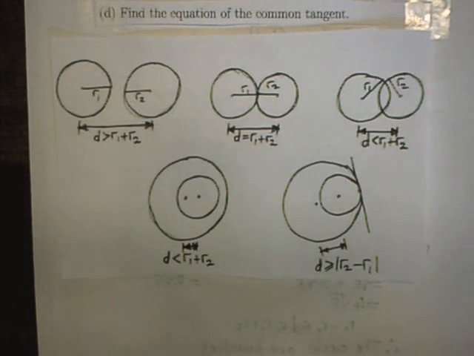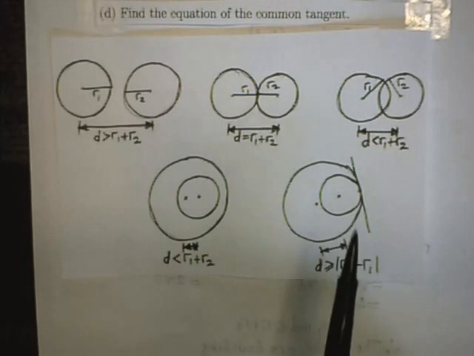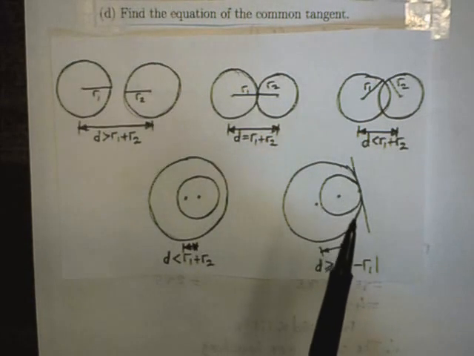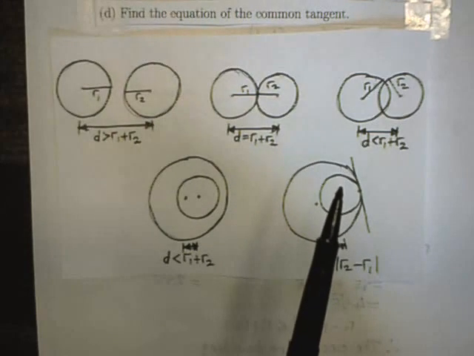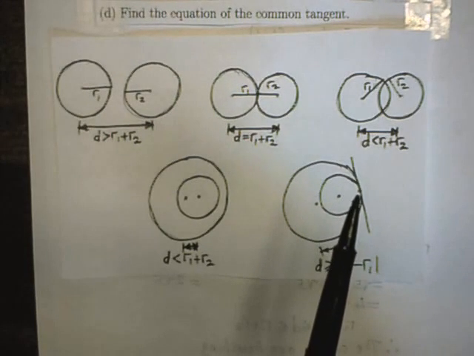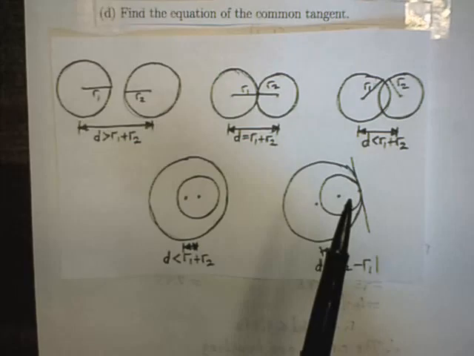Part D then is to find the equation of the common tangent. Now if this is our situation here, where the circles touch at a single point and one is inside the other, the common tangent is this line here that passes through that common point that they have, in this case 4, 7.